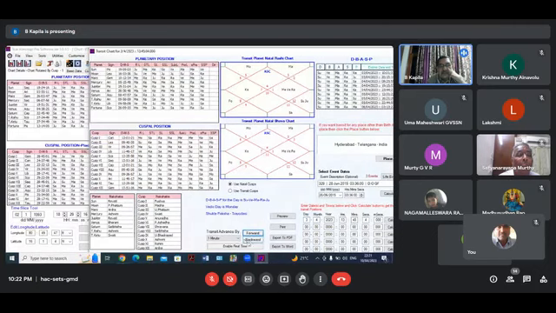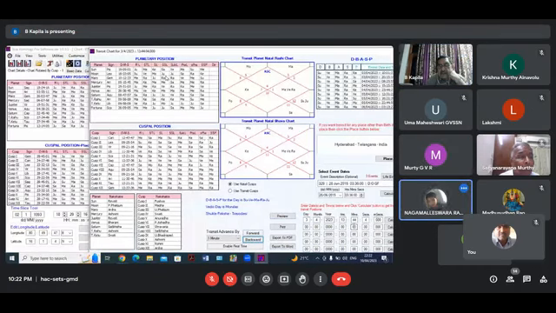Jupiter. Is it possible to have Jupiter? Yes, sir. Jupiter is possible, sir. Jupiter is okay. Moon location. Sun, Venus, Moon, and Jupiter all are okay, right? Yes, sir.